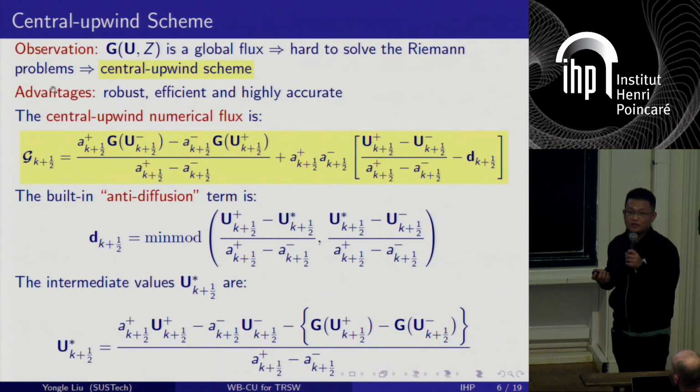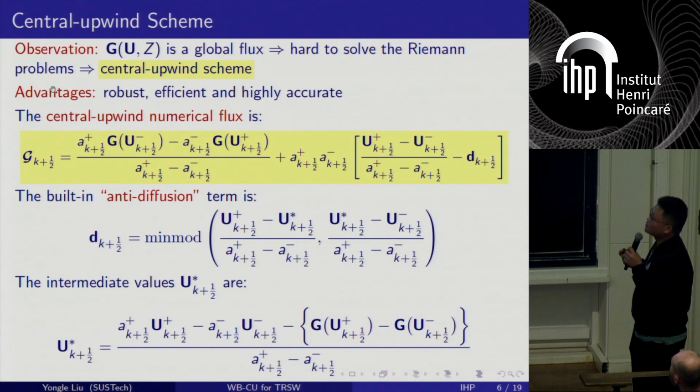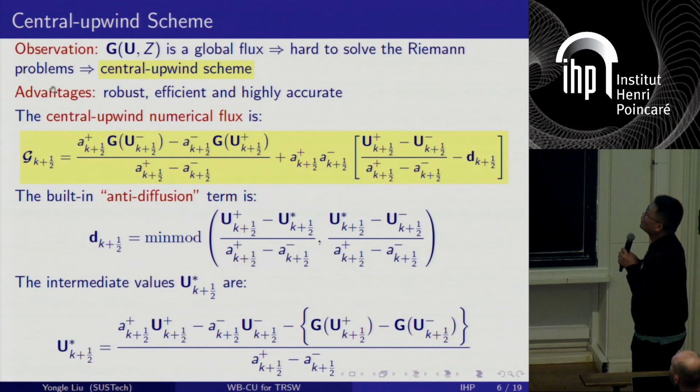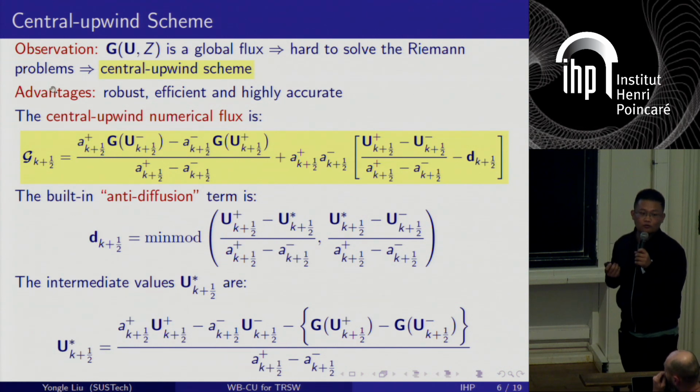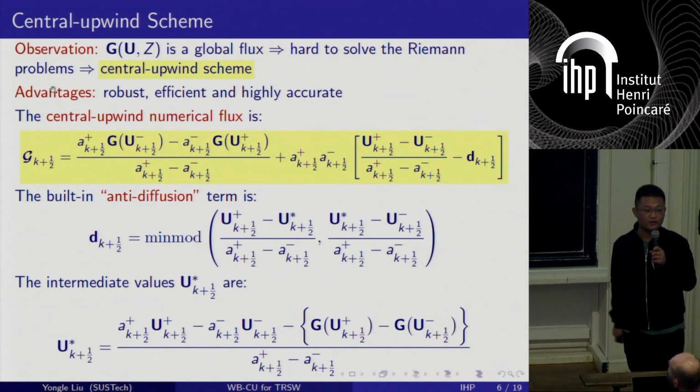For example, it's robust, and it can be applied in many other works. So here I directly introduce the Central-upwind numerical flux. It's given by this formula. Here A plus and A minus are the left and right sided local propagation speeds, and they can be estimated using the Jacobians. And here d_{k+1/2} is the built-in anti-diffusion term, and also we have the U star. From these three equations, we know that to obtain the numerical flux, we have to know the point values U plus and U minus at the cell interface.